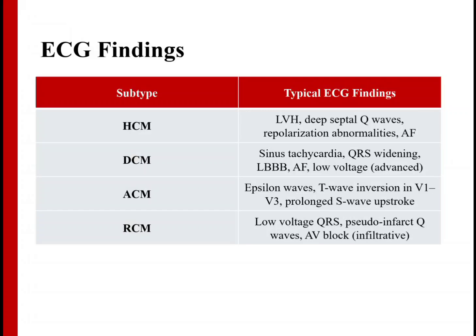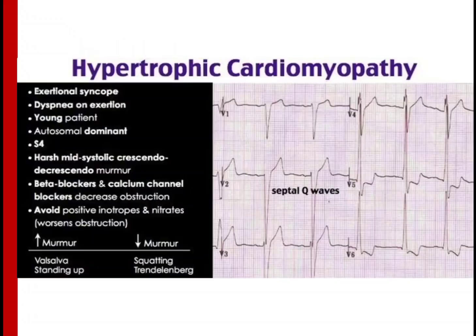In restrictive cardiomyopathy, the QRS will be low voltage despite thick-looking myocardium on imaging. There might also be pseudo-infarct Q waves in lateral leads, and in some cases also AV blocks or bundle branch blocks due to infiltration of conduction pathways.